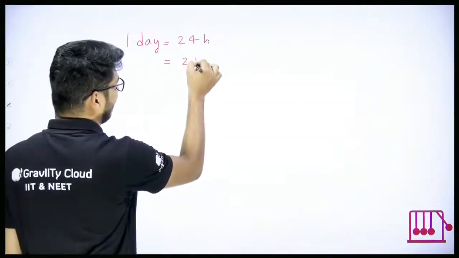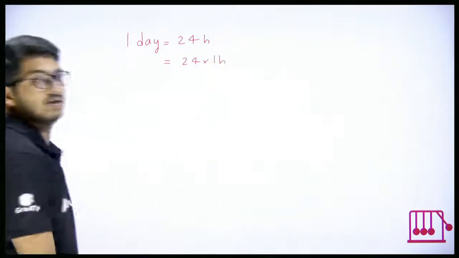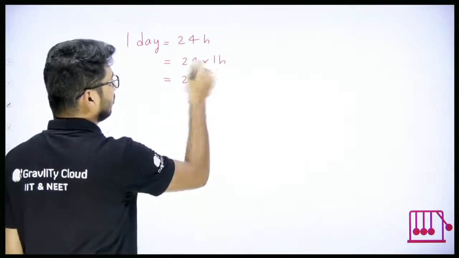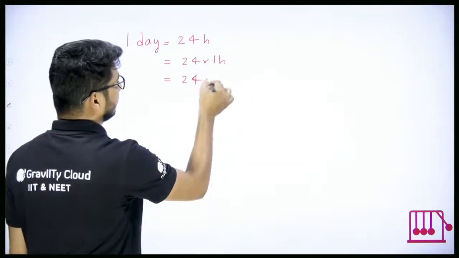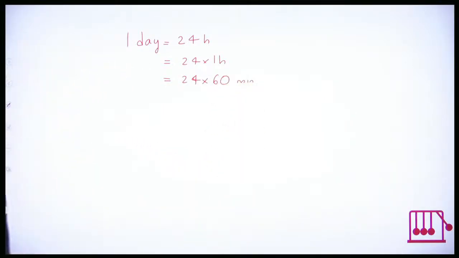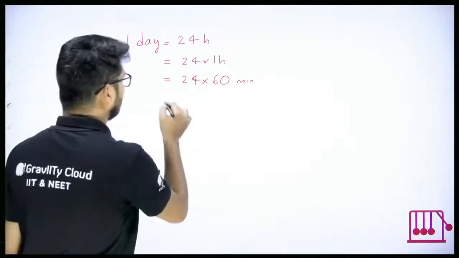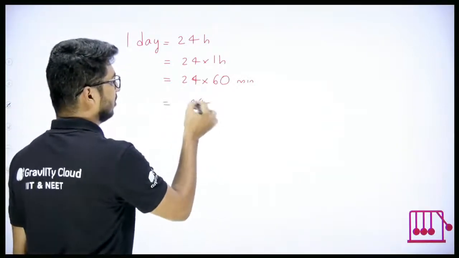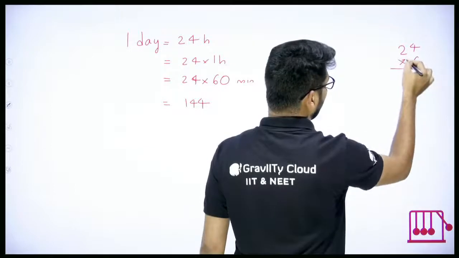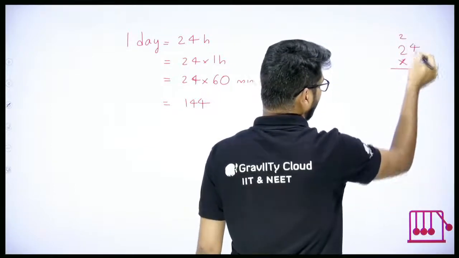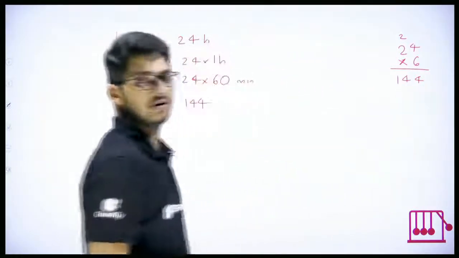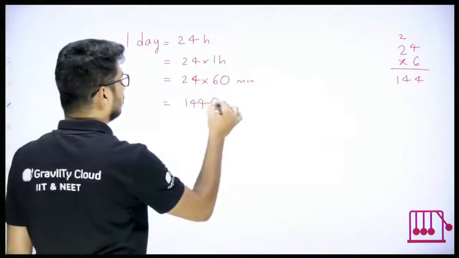Then can I write this as 24 into 1 hour? 24 into 1 is 24, my mistake. And what is 1 hour? 1 hour is 60 minutes, so 24 into 60. How much is that going to be? You can do the calculation here, 24 into 6. We are multiplying them, 4 into 6, 24, 2 carry, 6 into 2, 12, 12 plus 2, 14. 144, and we have a 0.